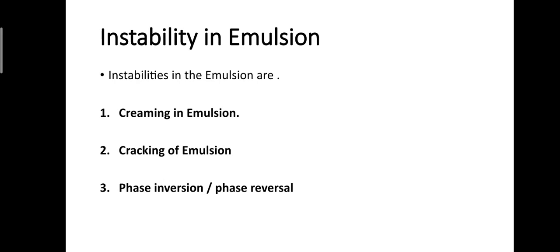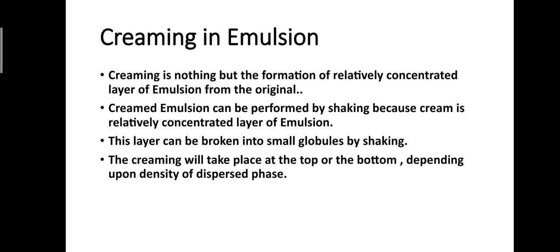Next point of this chapter, instability in emulsion. There are three types of instability of emulsion. First, creaming of emulsion. Second, cracking of emulsion. Third, phase inversion or phase reversal. Let's see one by one in detail. What is creaming in emulsion? Creaming is nothing but the formation of a relatively concentrated layer of emulsion from the original.